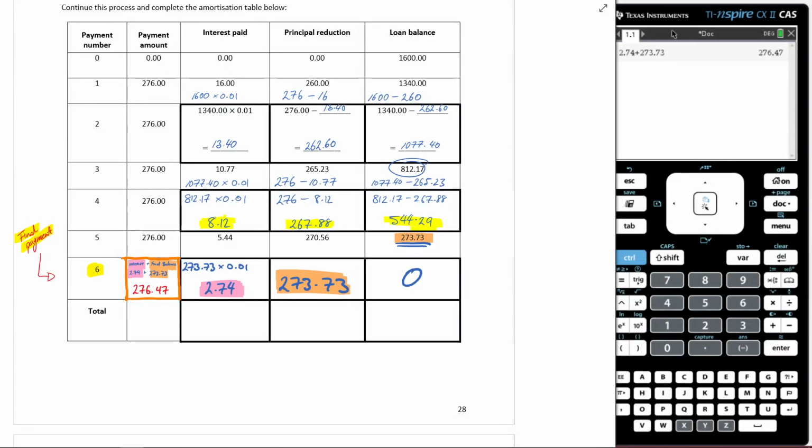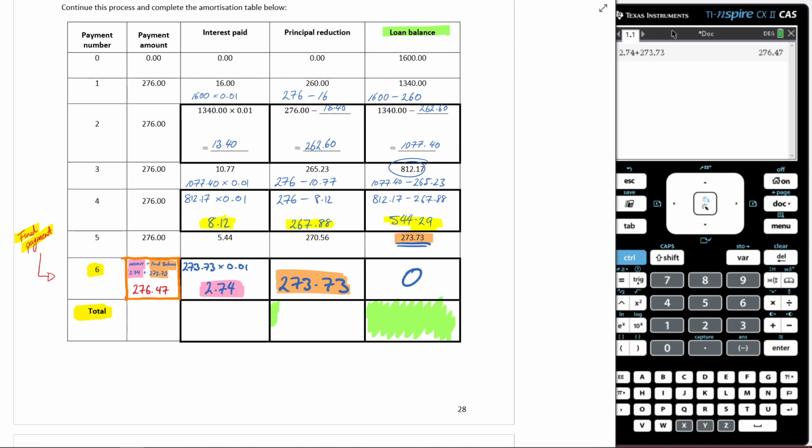All right, we're now going to finish this amortization table by talking about the total row. Now, some of these things we actually get to ignore. The first thing we get to ignore is this one right here. We don't have to write anything here, and the reason for that is because it doesn't really make any sense to talk about the total loan balance.